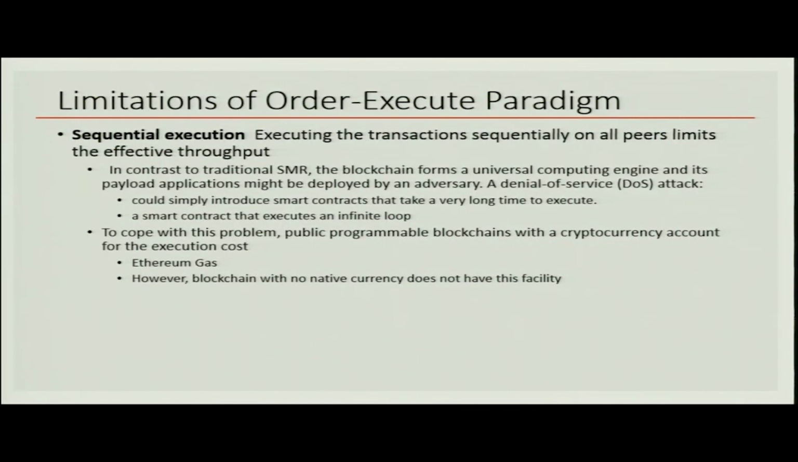As I already hinted, this can be viewed as a limitation of the older order execute paradigm. The sequential execution of transactions by every peer after the POW problem has been solved is bad for the effective throughput. Now, POW itself takes time, as we know, and then on top of that everybody has to execute these transactions sequentially.